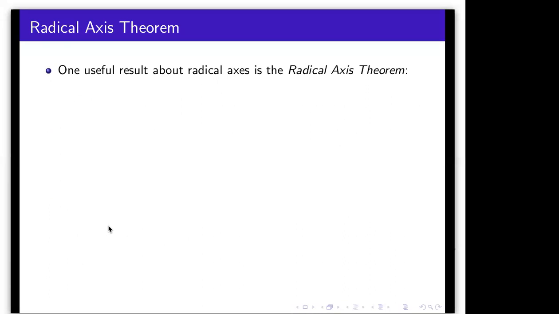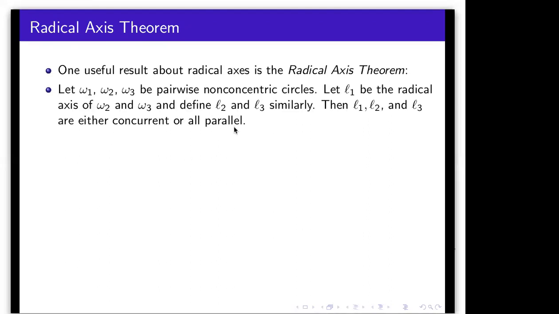Given our definition of radical axes, we can find a very useful theorem about the radical axes of 3 circles. We call this the radical axis theorem. The statement is as follows. If we have 3 circles and we draw the 3 radical axes of each pair, then these 3 radical axes are either concurrent or all parallel. The statement over there is a little more detailed. I'll give you a couple of seconds to read over it.